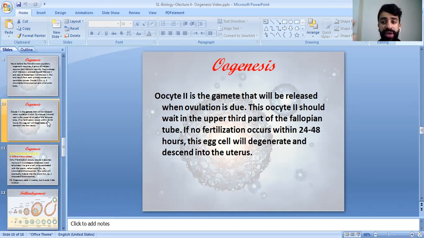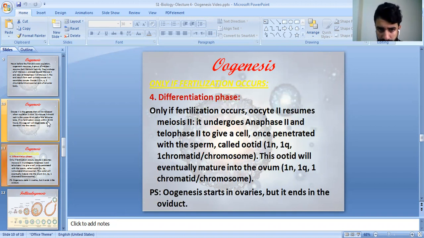So here, first, the most important part for fertilization to occur: if a couple is deciding to have a baby, the best time for this is the day after ovulation or the day of ovulation. It's the best time, where the egg cell is waiting in the upper third part of the fallopian tube, waiting there for a sperm cell to reach it and to fertilize it. If there is no fertilization, the egg cell will degenerate, will die, and descend into the uterus.